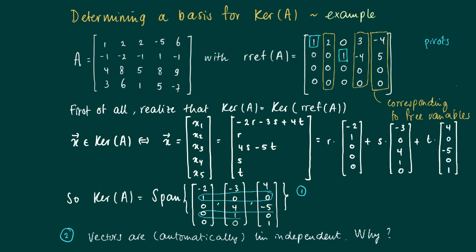Similarly for x4, the free variable, we have a 1 on the 4th coordinate, and the 5th free variable has a 1 on the 5th coordinate, which cannot be replaced by the other vectors. So actually we've shown that the span of these 3 vectors equals the kernel. And also we've seen that these three vectors are linearly independent, which means that we've constructed a basis here.